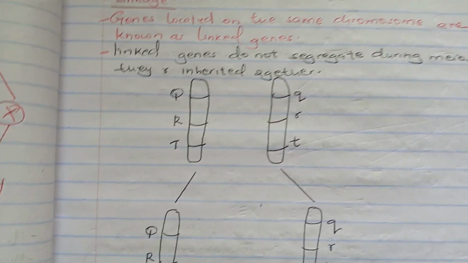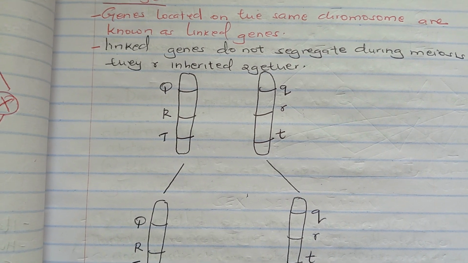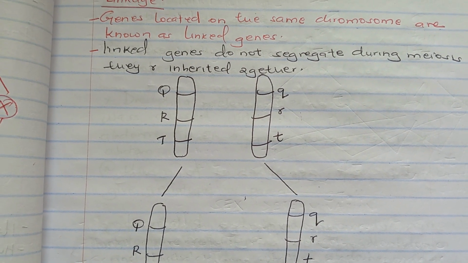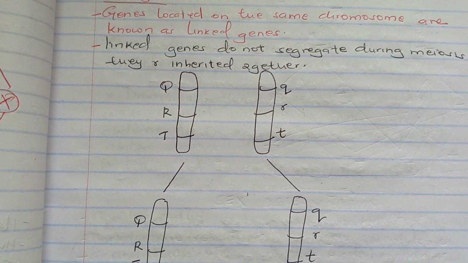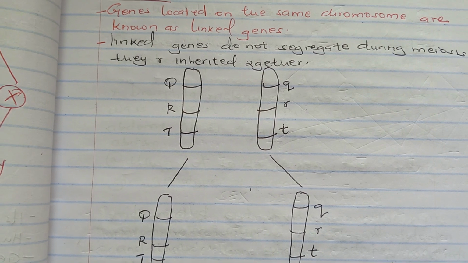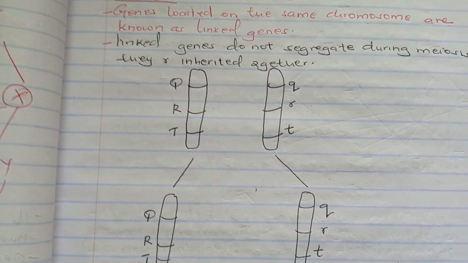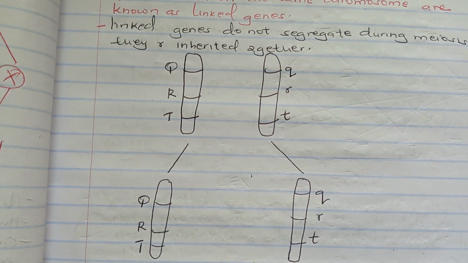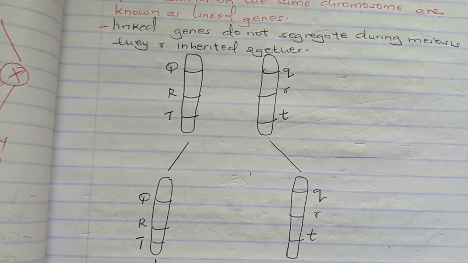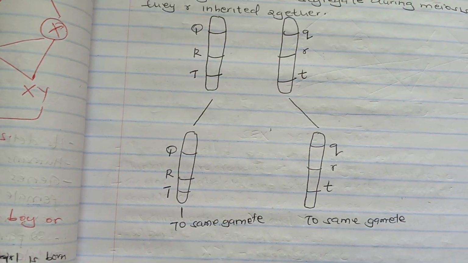Sex linkage. Genes located on the sex chromosome are known as sex-linked genes. Linked genes do not segregate. Genes located on the same chromosome are known as linked genes, and they do not segregate during meiosis. They just remain the same.